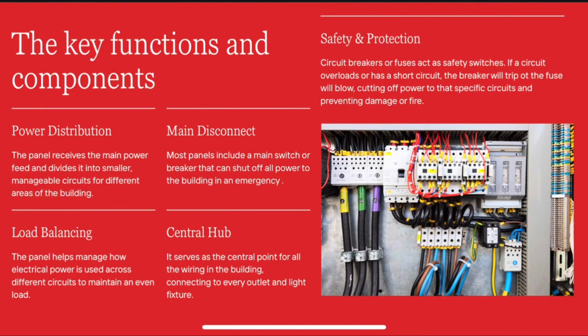And then, there is load balancing. The panel helps manage how electrical power is used across different circuits to maintain an even load. After that is the main disconnect. Most panels include a main switch or breaker that can shut off all power to the building in case of an emergency. And then there is the central hub. It serves as the central point for all the wiring in the building, connecting to every outlet and light fixture.